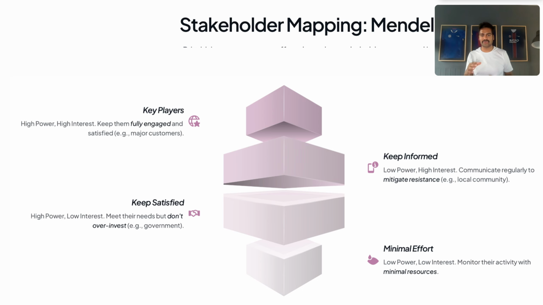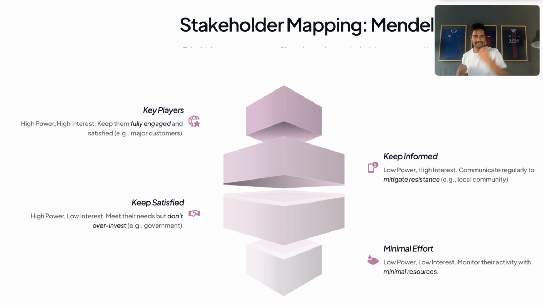So high power and high interest are key players. You must fully engage and satisfy them. Example, a major shareholder in a PLC. They have high power but also high interest. Now we look at another: high power, low interest. Keep them satisfied. Don't bother them with small stuff, but keep them happy on the big issues. For example, a government regulator who only cares if you break the law or don't pay the taxes.